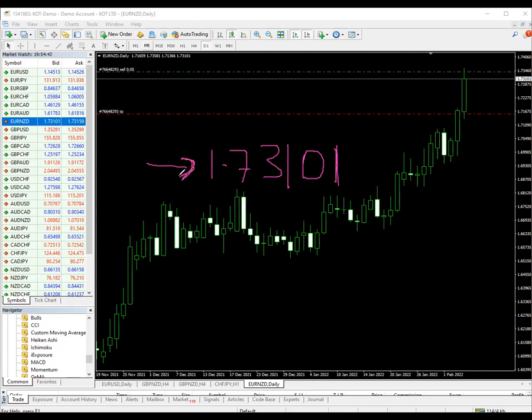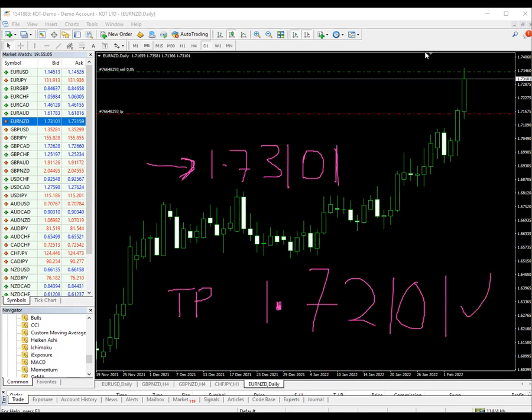So if this is the price, then our take profit, our TP, is going to be 1.72101. This is our TP of 100 pips.